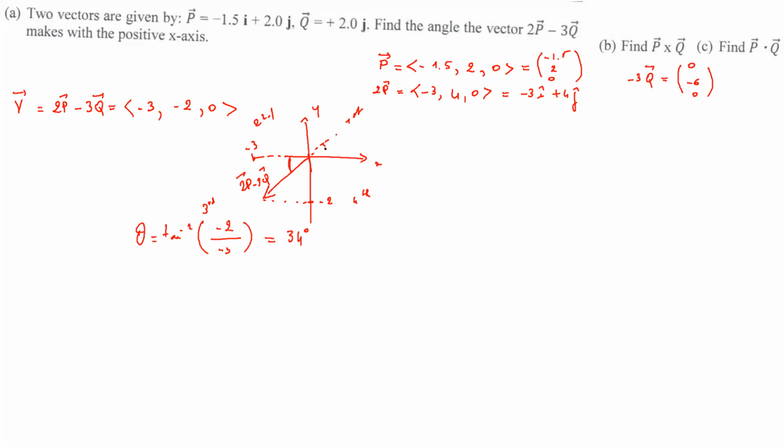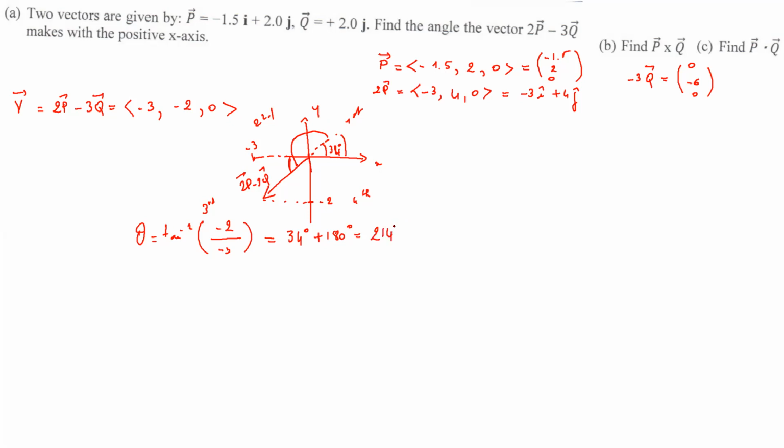So the angle that I get is this. This is 34 degrees. Since my vector is in the third quadrant, I should add 180 degrees, because I was here, I need to add 180 degrees, right? Which will give me this angle. So 34 plus 180 degrees will give you 214 degrees.